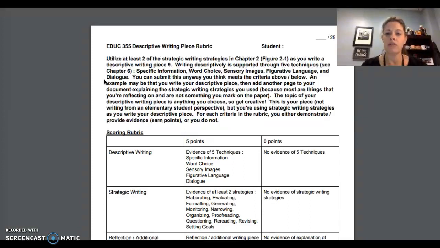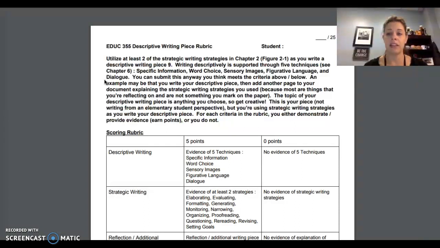I want you to think of a descriptive writing piece. Again, this is probably going to have some supplementary information in it so that I can see your process. I'm not wanting to see the writing process, but I do want to see what some of those writing strategies are and what some of those techniques for descriptive writing are. So you will probably submit your descriptive writing piece, but then have a supplementary page following that to explain to me what your writing strategies were that you chose, and then what your techniques were for descriptive writing.